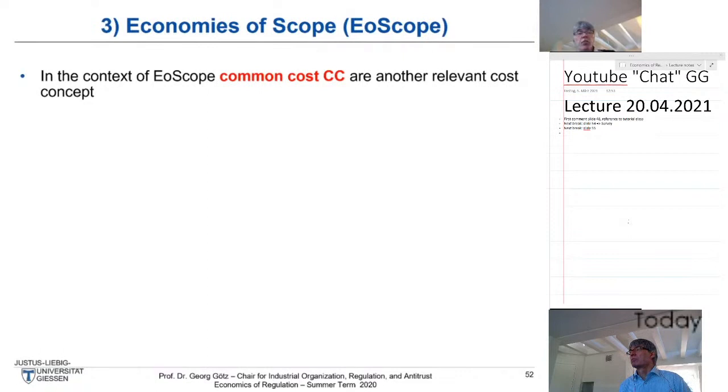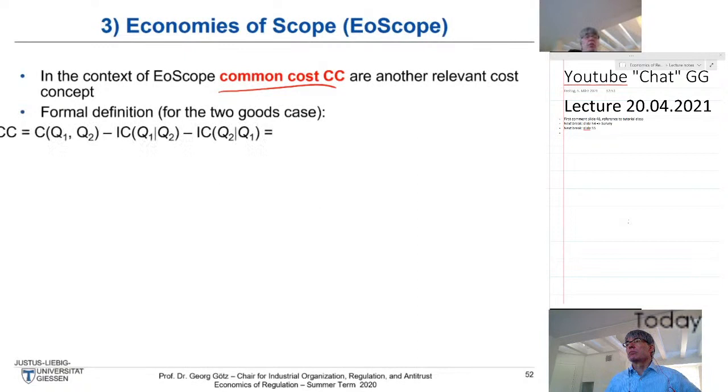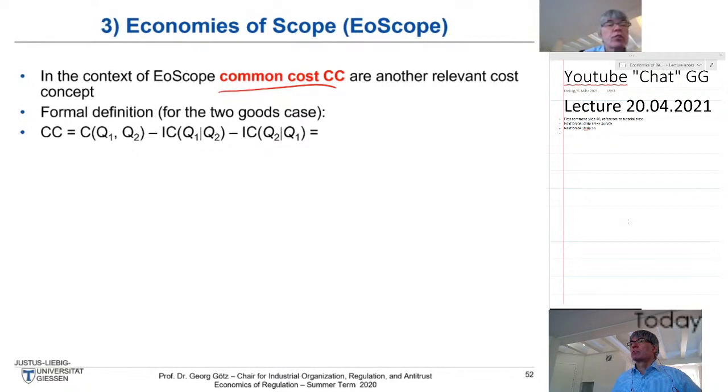First of all, we define another cost concept, namely the common cost, Gemeinkosten in German. This you can also define formally here. What are the common costs? The common costs are just the total cost minus the incremental cost of product one minus the incremental cost of product two.